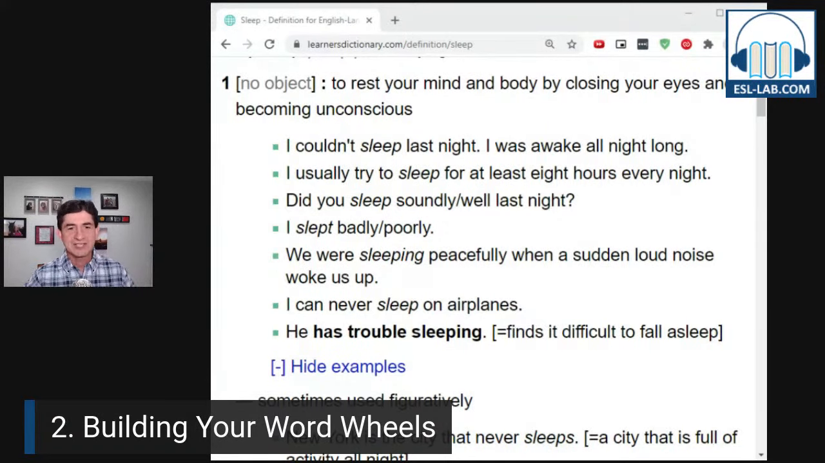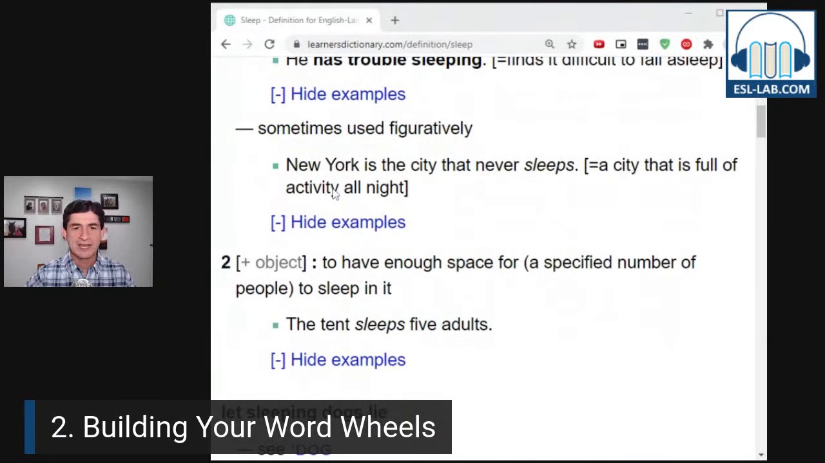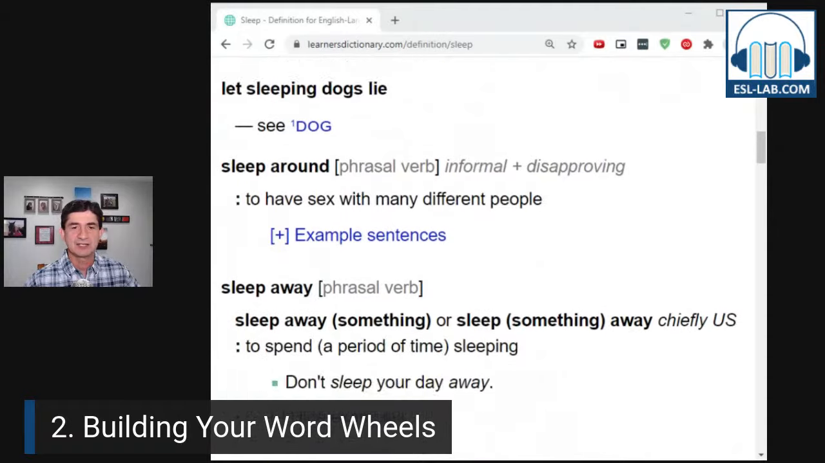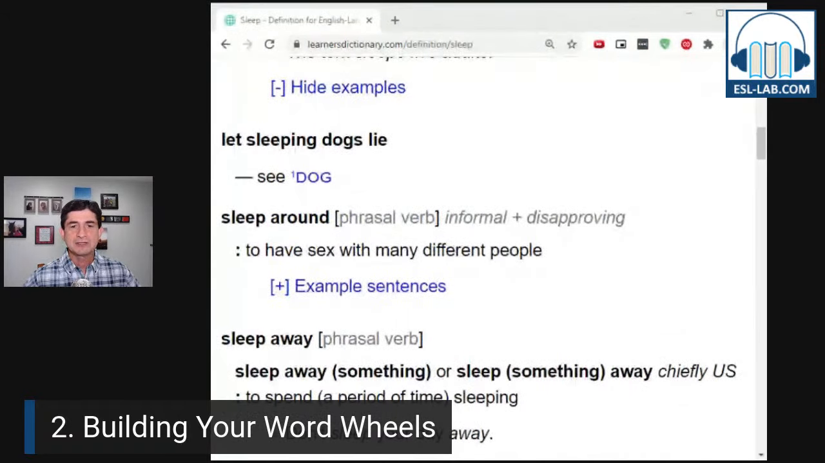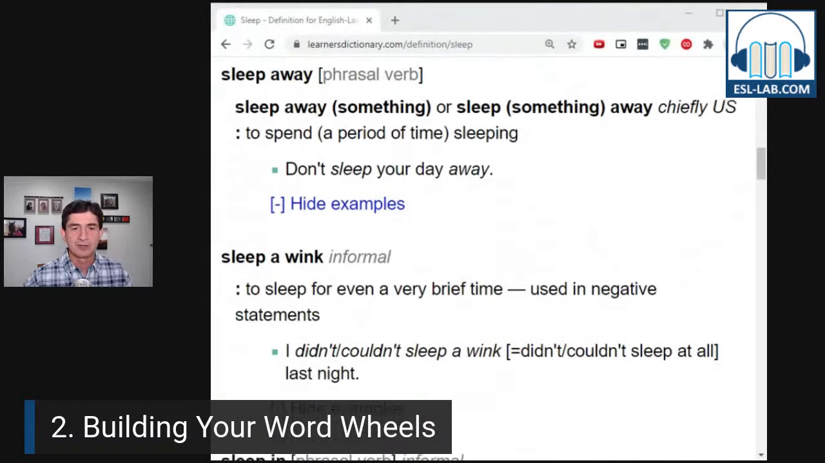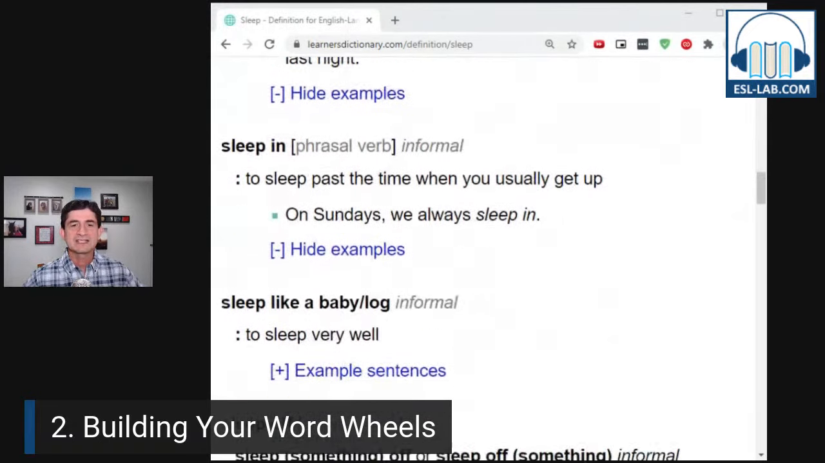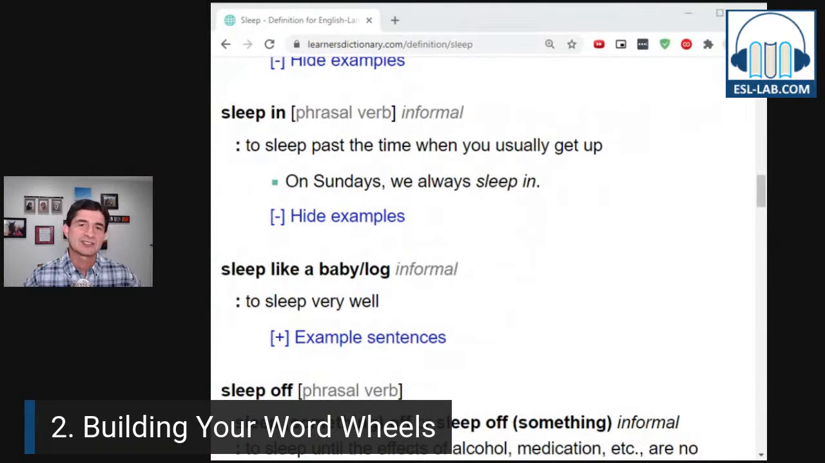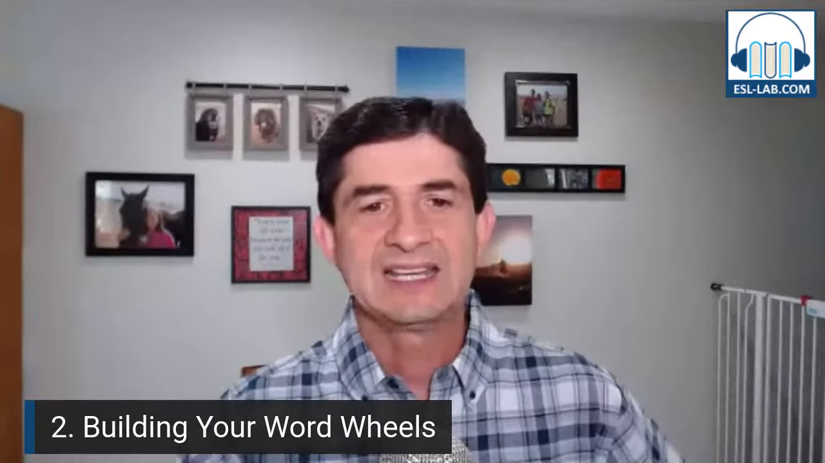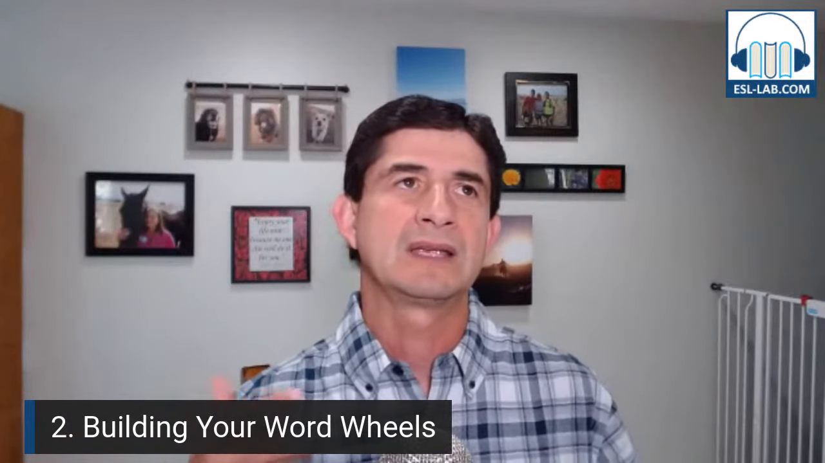So the sample sentences are excellent. Then you go down, right? The tent sleeps 5 adults. That means it has enough space for five. So we're talking about accommodating people, not someone actually sleeping. And again, it continues to get right to "let sleeping dogs lie," and gives an example of so many. So the nice thing about this particular website, and again, it's the Learner's Dictionary, is that it gives so many possible examples where you can build that word wheel.